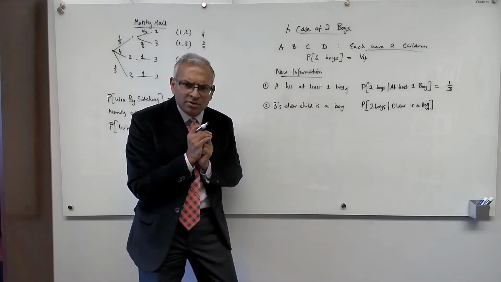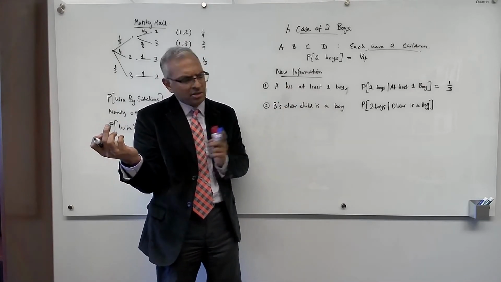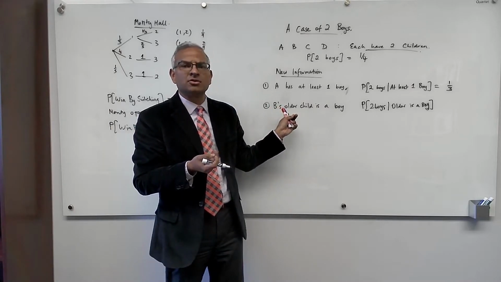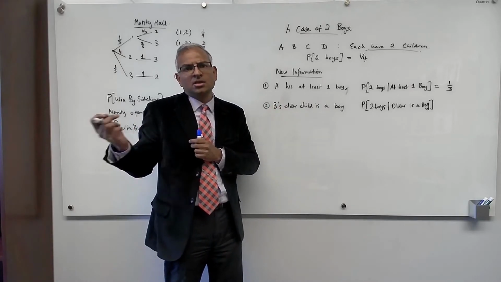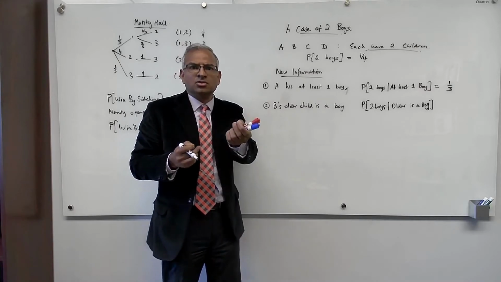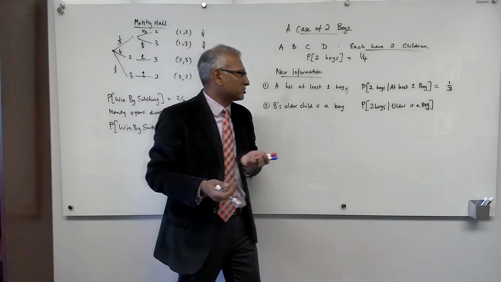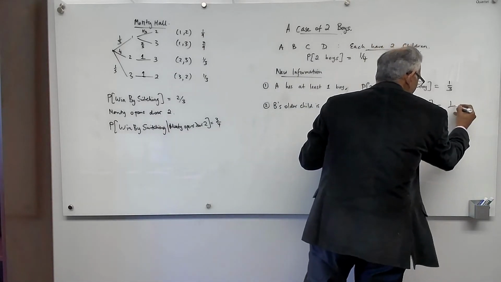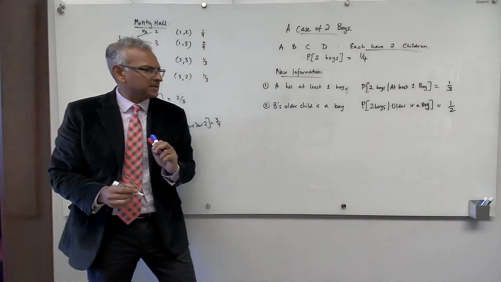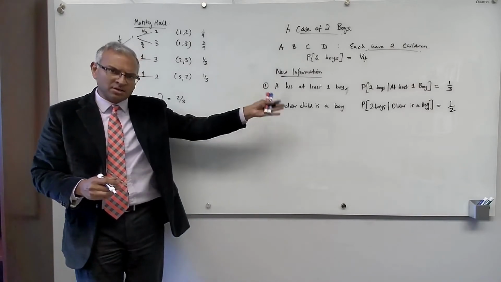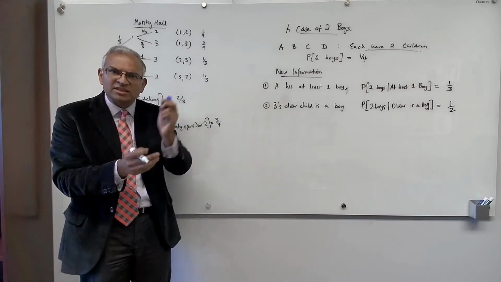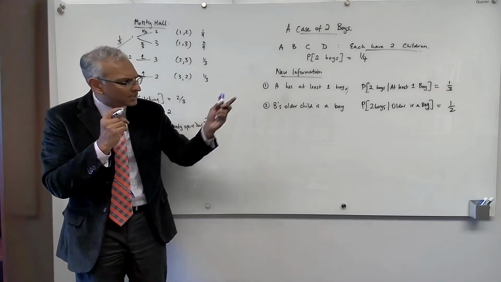So let's look at the scenarios for B. If the older child is a boy, then we've narrowed down to only 2 scenarios. Either the younger child is a boy, and then you got a boy, boy, or the younger child is a girl, and then you got a boy, girl. So you have 2 options, and one of them is boy, boy, so intuition says that this is a half. And indeed, compute the conditional probability using the method that we prescribe and you get a half.